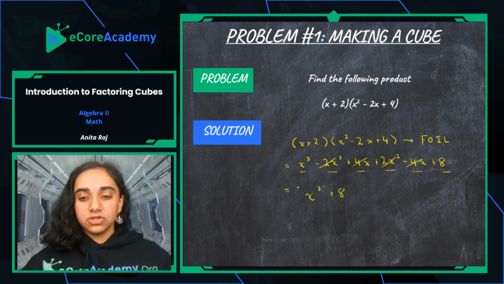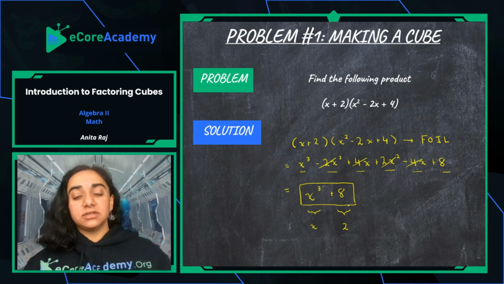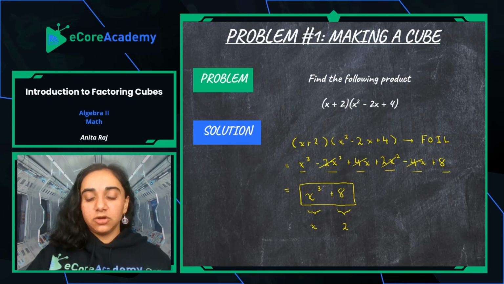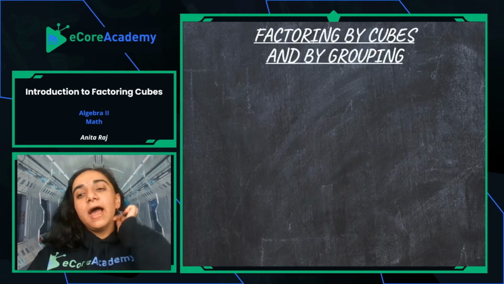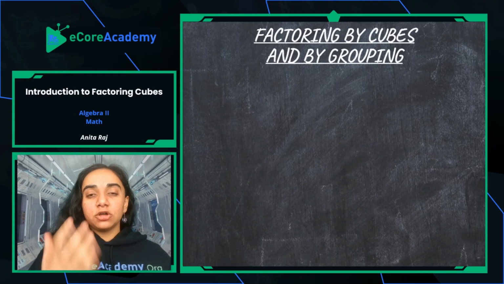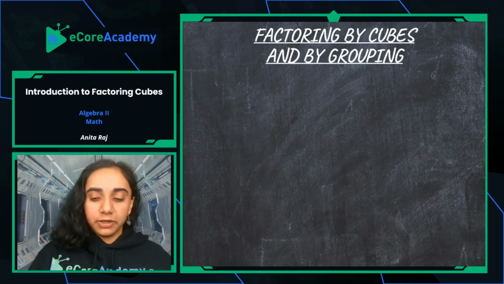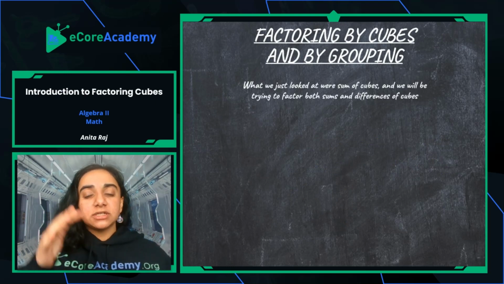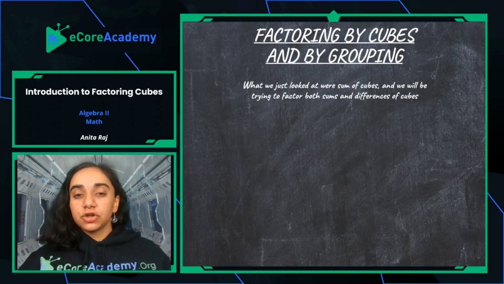And I want you to just take note of the fact that each of these terms are actually perfect cubes. X cubed is the perfect cube of x, and 8 is the perfect cube of 2 because 2 cubed is equal to 8. So just keep that in mind as we go to this next slide where I'm going to be explaining how we are going to be factoring cubes, and I'm also going to be introducing another method called grouping.